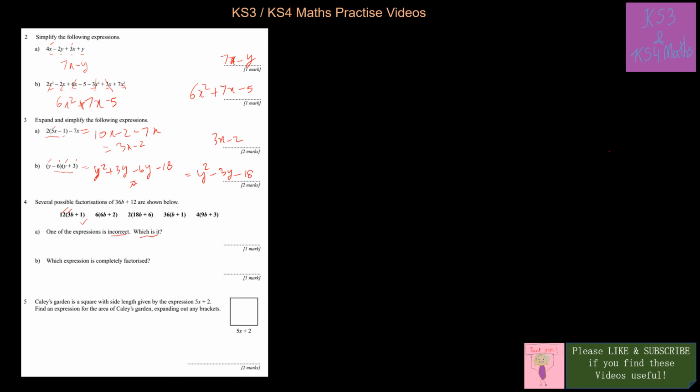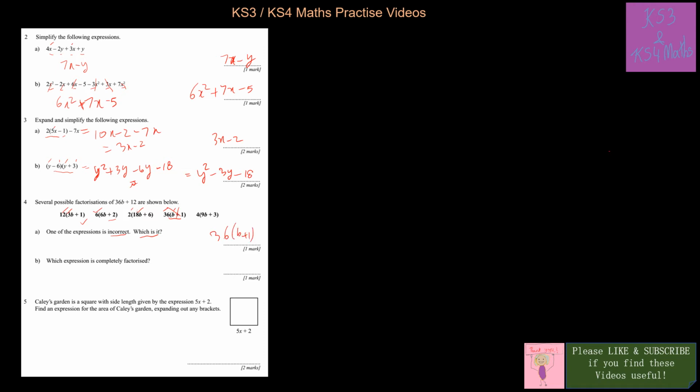6 times 6 is 36 plus 6 times 2 is 12, so this is also 36b plus 12, so this is right. 2 times 18 is 36 and 2 times 6 is 12, that's also 36b plus 12, that's correct. This one is 36b plus 36, so this is wrong. So this is your answer, 36 times b plus 1.